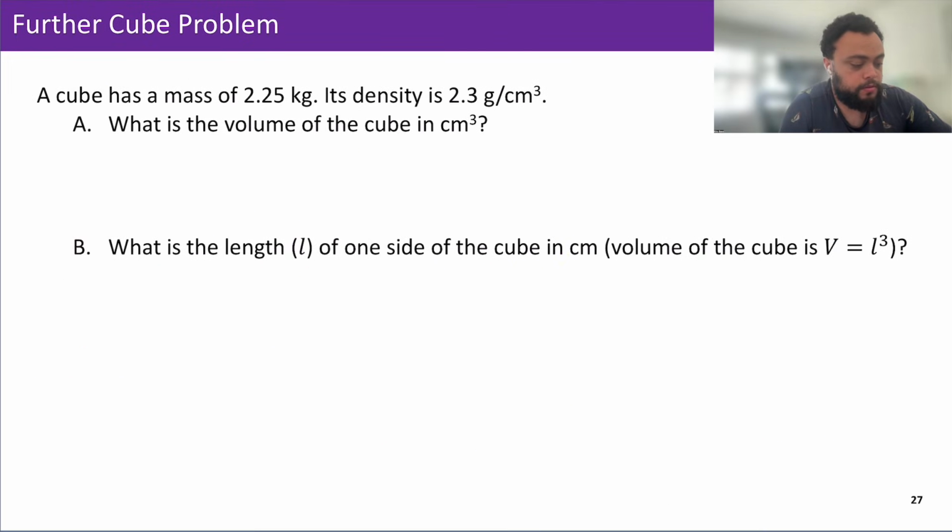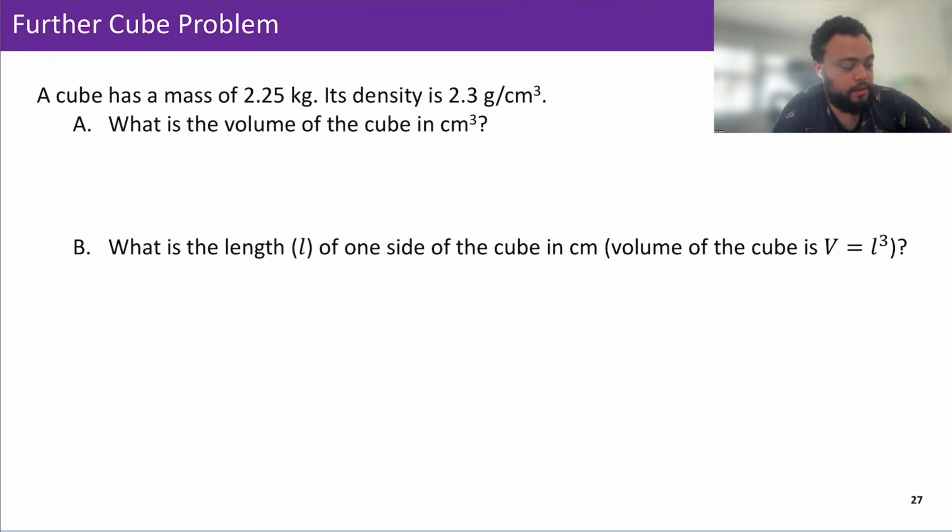All right. So this one asks you to take it a step further. I'll let you try this on your own for just a second, but for this, I want to give you something else. So what is the length L of one side of the cube that has this density and this mass?